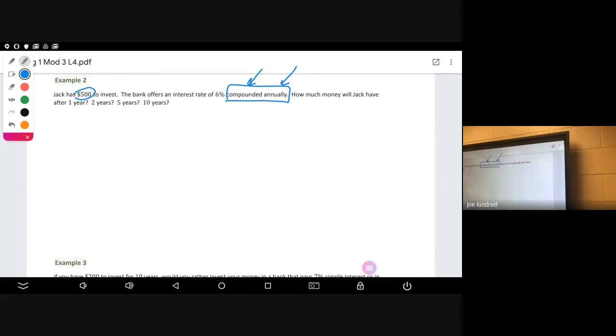So here we go. How much money will Jack have after the year 1? And we'll do year 1 and year 2. And then by that pattern, you should be able to do 5 years and 10 years. And then eventually come up with a formula.